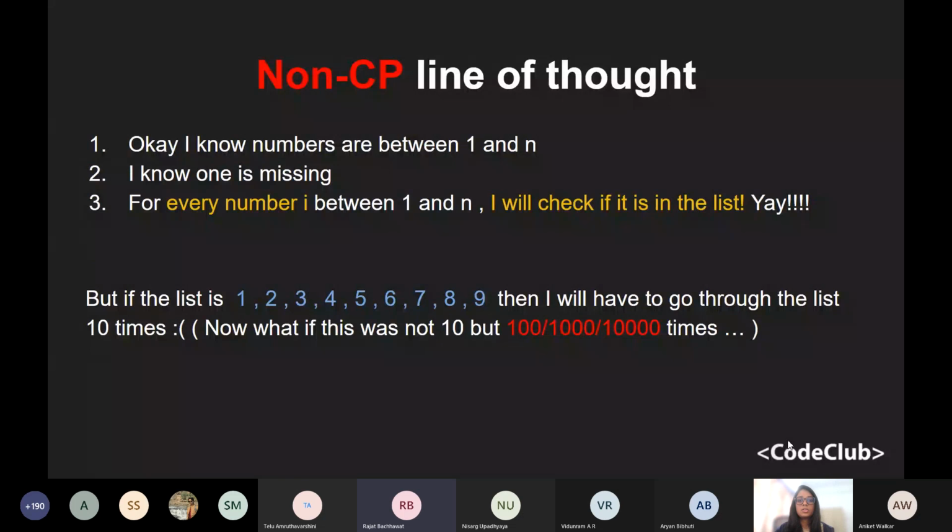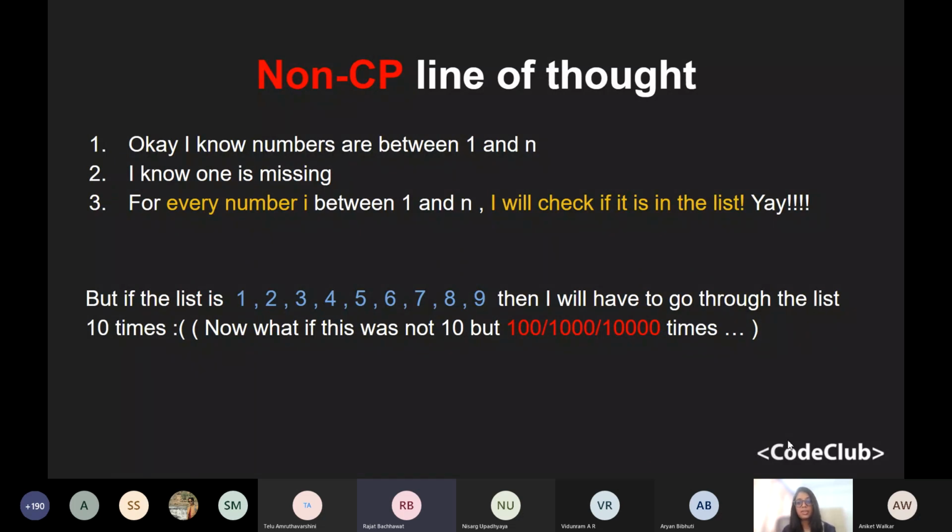Okay, so firstly, you know that numbers in the list are between 1 and n, and you know that one of these numbers is missing. So how do I check whether a given number x is missing or not? You go through the whole list and compare every number in the list with x. If it is equal to x, then obviously x will not be missing, so you try out another number after that. First I try it with 1 and check whether 1 is present in the list by comparing it with every number. If it is not present, then I try it with 2 and so on till I find the missing number.